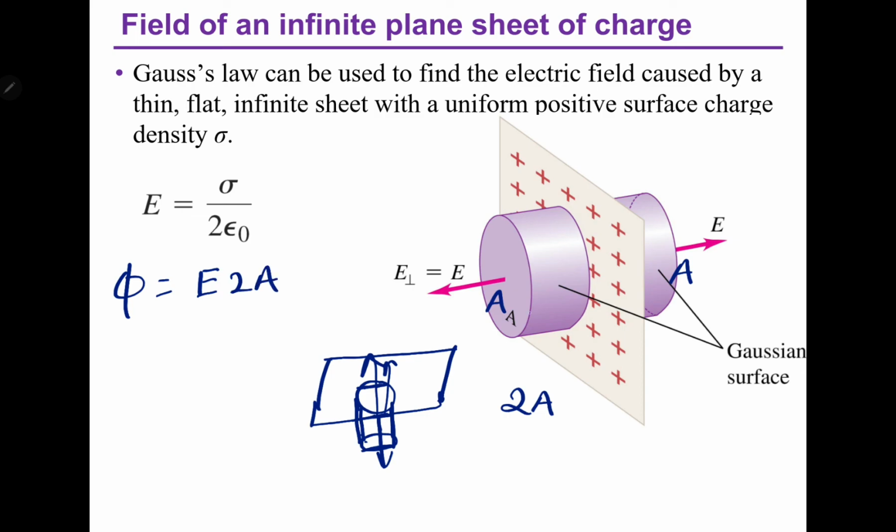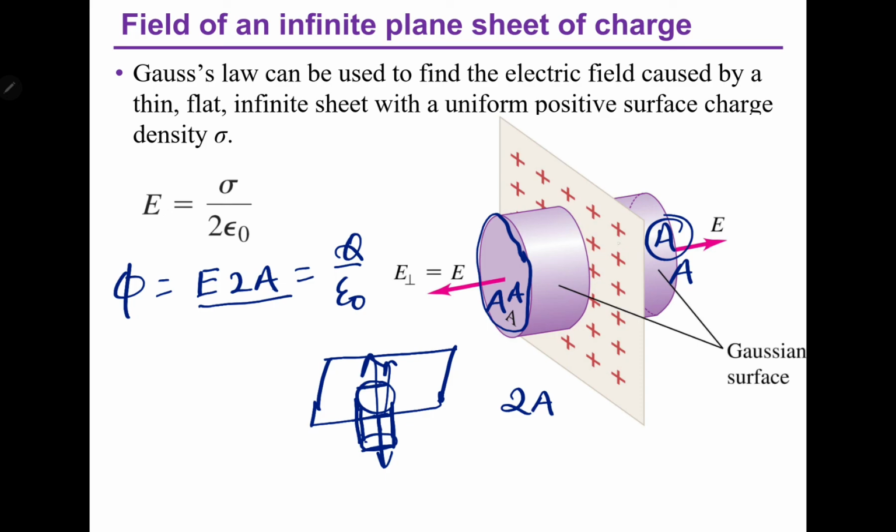Based on the structure, it could be a circle or rectangle or square, any kind of shape. So let's say the area is just A, because there are two areas having the same value. Area A over here and area A on the other side, it will be 2A, which is equal to charge Q divided by epsilon naught.